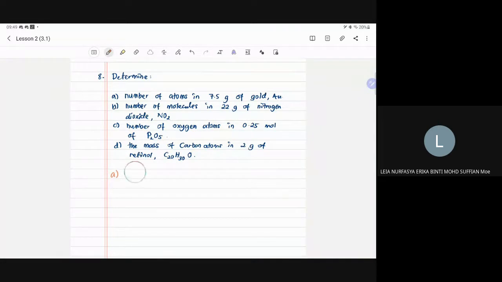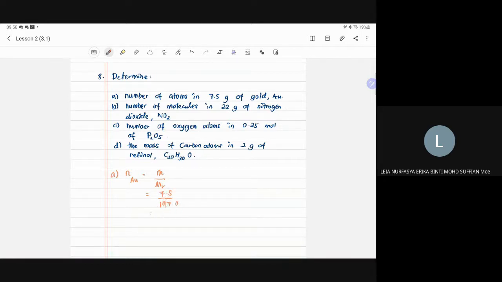Okay. So kita nak cari bilangan atom. First of all, daripada mass kena tukar mol dulu. Number of mole of Au sama dengan M over MR. Mass dia 7.5. MR dia ada dekat dalam table. Gold adalah Au, bukan Ag. Au. Okay, so gold adalah 197.